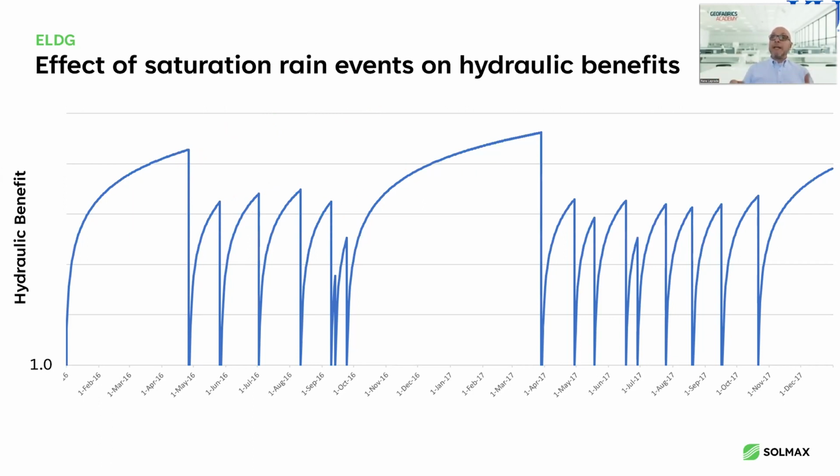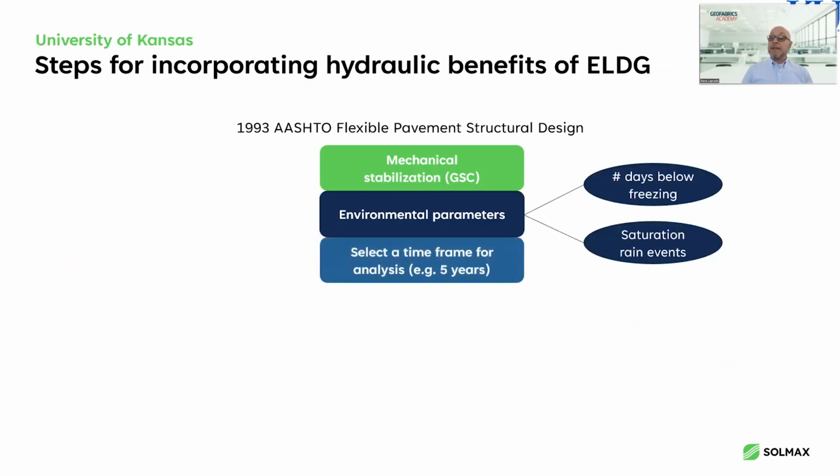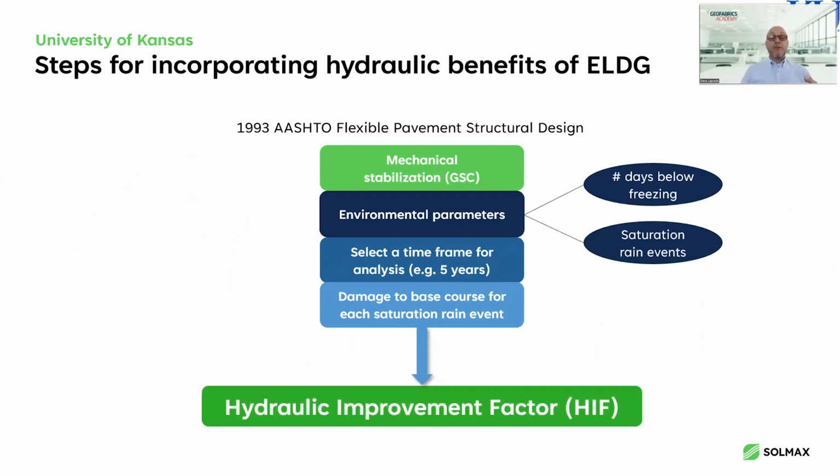And with government data, you can actually get all this information to be able to quantify the amount of damage that's caused to the base course throughout. And so we selected a 5-year time frame to quantify all this information and to be able to quantify the damage to the base course for each of these saturation rain events. And that eventually led us to something called a hydraulic improvement factor.